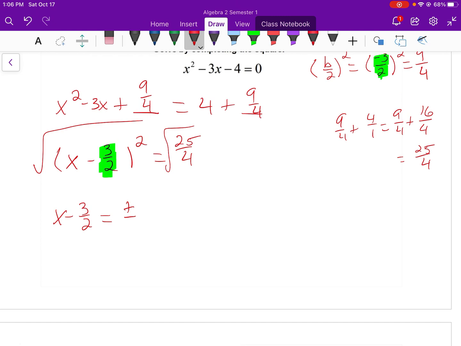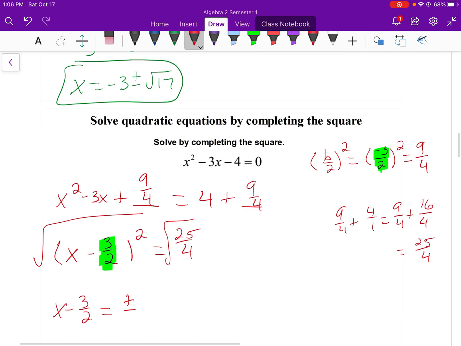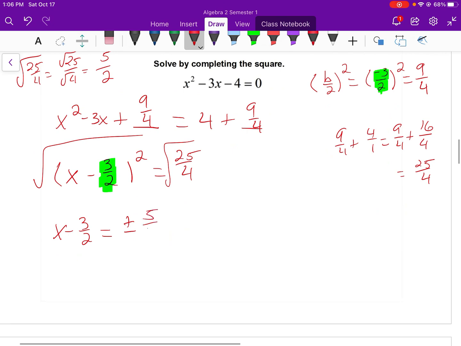So again, if we break that up, let's go up here and we'll simplify that. Square root of 25/4, we'd split that up, square root of 25 over square root of 4. Square root of 25 is 5, square root of 4 is 2. So that's 5/2. And then finally adding that over, x is equal to 3/2 plus or minus 5/2.